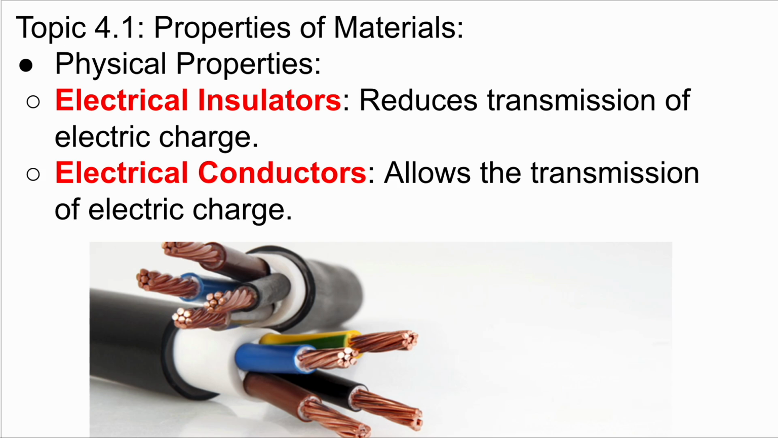This picture that you're looking at here shows both of those. So the copper wire inside this cord right here is a conductor, and the plastic sheathing around the outside of the copper wire would be the insulator.